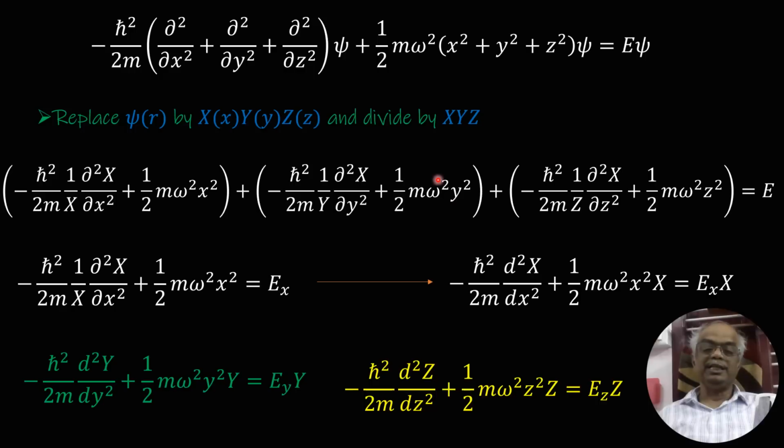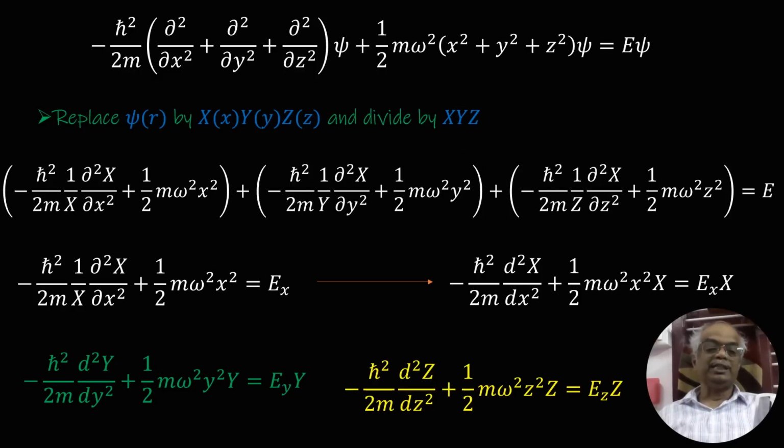The same thing happens with the second term: minus h cross squared over 2m, 1 over Y, d squared Y over dy squared, plus 1/2 m omega squared y squared, and likewise for z, which is equal to E. We are replacing psi by XYZ and dividing by XYZ, so here XYZ cancels with XYZ, and here also. Here only 1 over X is retained, here 1 over Y, and here 1 over Z.